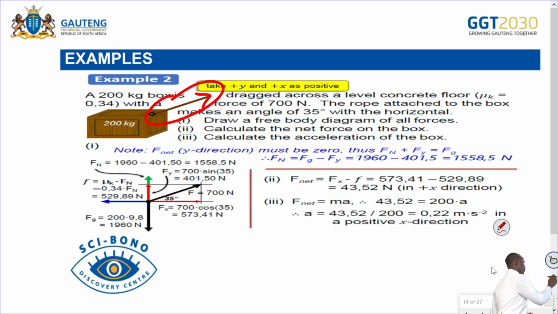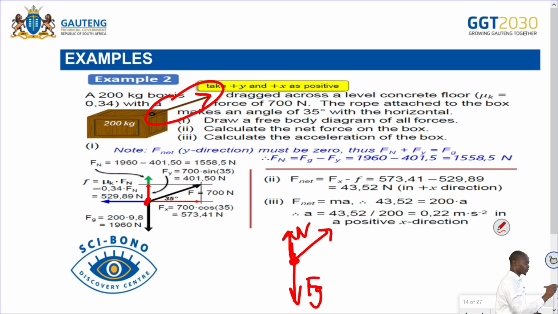Let's draw the free body diagram. I'm having the Fg there, and then the normal force, and then there's that force which is applied at an angle. And then do you have friction here? So a 200 box is dragged across a level concrete floor, and then you are given the coefficient of kinetic friction. So this object is in motion, since you are given the coefficient of kinetic friction. Which means that there's a frictional force here.